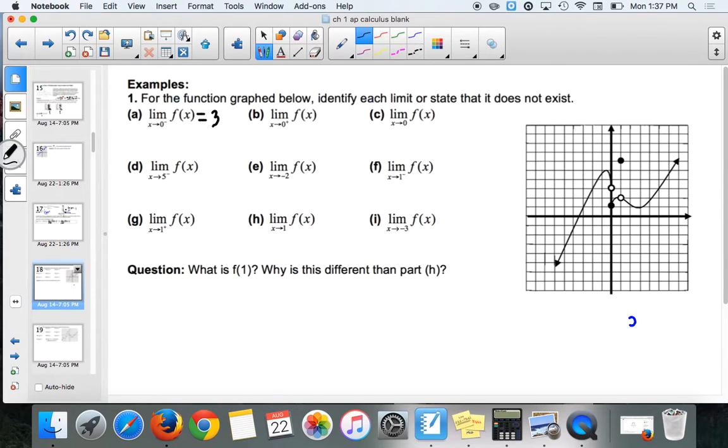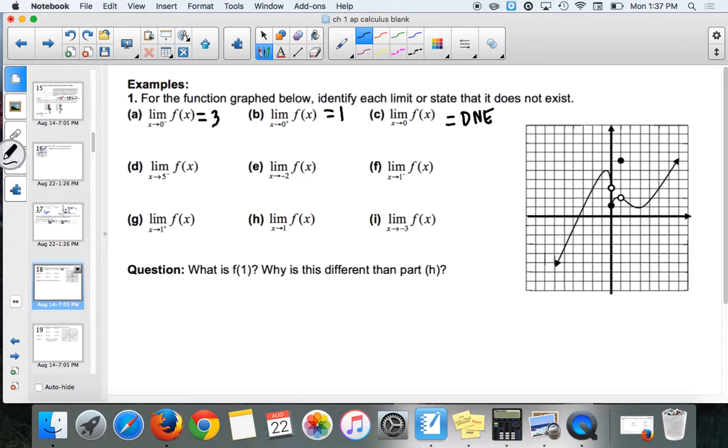The next one, limit as x goes to 0 from the right-hand side. I take my right hand and I get closer and closer. Yeah, it goes to 1. So the limit as x goes to 0 in general, were they the same thing? No. Nope. So we write does not exist, D and E.